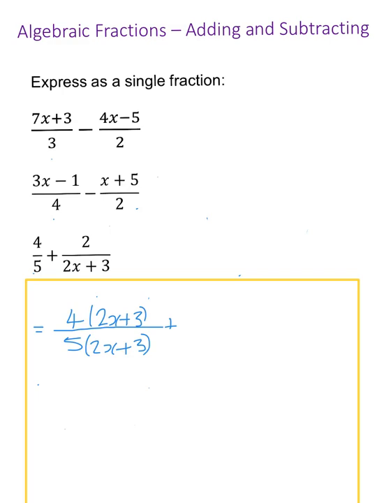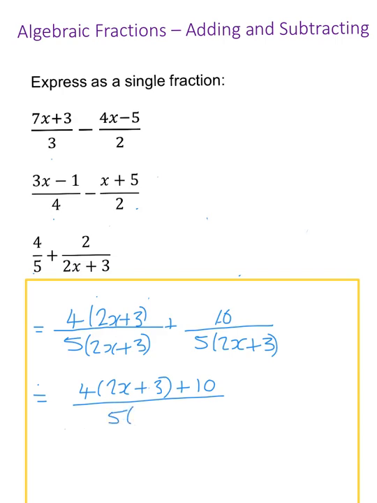If we look at the second fraction, I've made that 5 bracket 2x plus 3, so I've multiplied the denominator by 5. So I do the same to the numerator, I multiply that by 5. So in fact that becomes 2 times 5, which is 10. Right, so now my denominators are the same. I'll write that as 4 bracket 2x plus 3 plus 10, over my 5 bracket 2x plus 3.